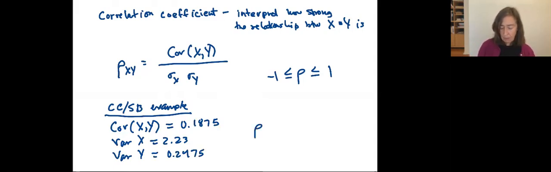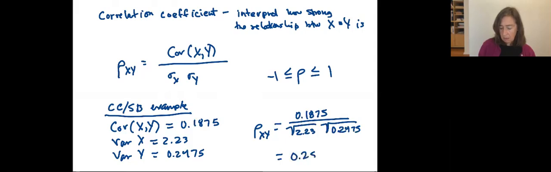And so the correlation coefficient for that example between those two random variables would just be that covariance up here divided by the standard deviation of X times the standard deviation of Y. And what does that come out to be? 0.2524. So it's a modest positive correlation.